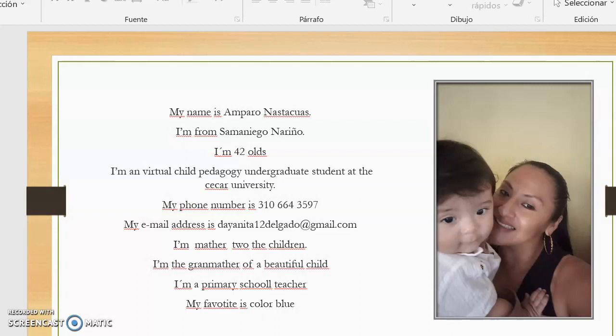My phone number is 310634597. My mail is dajonita12delgado@gmail.com. I am mother to the children. I am the grandmother of a beautiful child. I am a primary school teacher. My favorite color is blue.